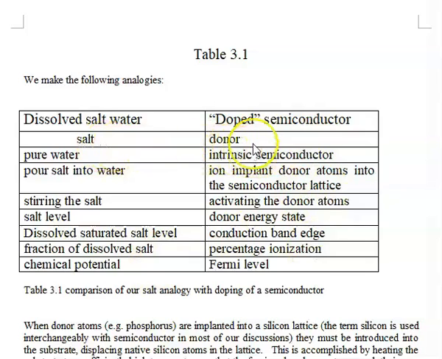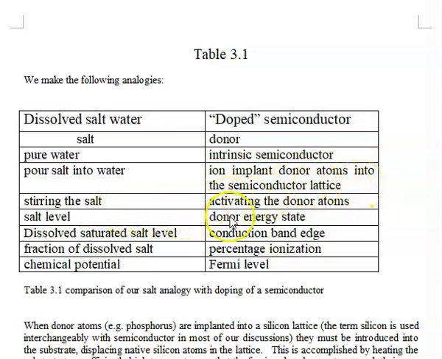The salt is the donor atoms, specifically the most important one is phosphorus. So instead of salt, we're doping phosphorus into a silicon lattice. Pure water is intrinsic semiconductor. Pure semiconductor. Pure silicon. Not perfect, but pure. We pour salt into the water. The analogy is that we ion implant donor atoms into the semiconductor lattice.